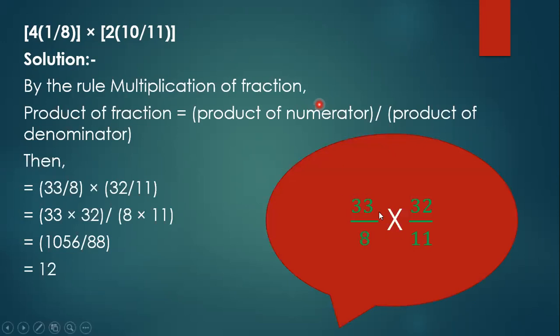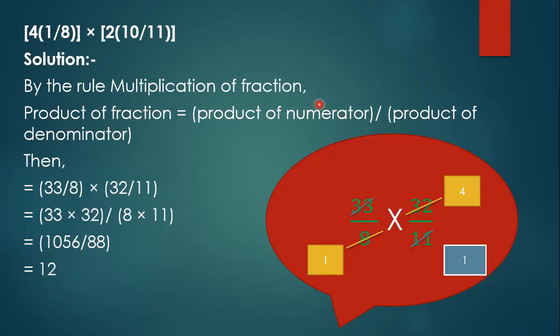Children, you can see 33 and 11 can both be cancelled by the table of 11, and 8 and 32 by the table of 8. In 8's table, 8 goes 1 time, 32 goes 4 times. In 11's table, 11 goes 1 time, 33 goes 3 times. What are we left with? 3 multiplied by 4, which is 12.